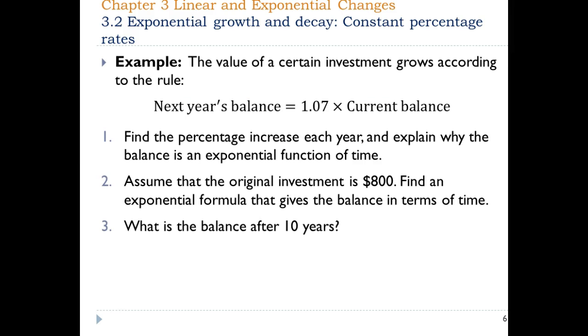Example. The value of a certain investment grows according to the rule: next year's balance is 1.07 times current balance. Find the percentage increase each year and explain why the balance is an exponential function of time. Assume that the original investment is 800. Find an exponential formula that gives the balance in terms of time. What is the balance after 10 years?